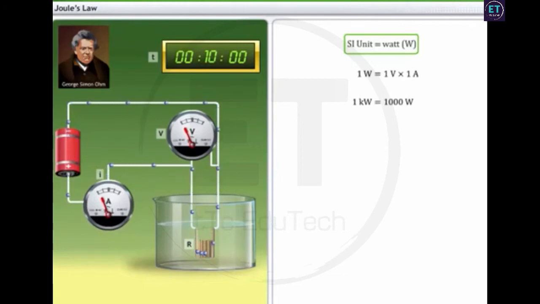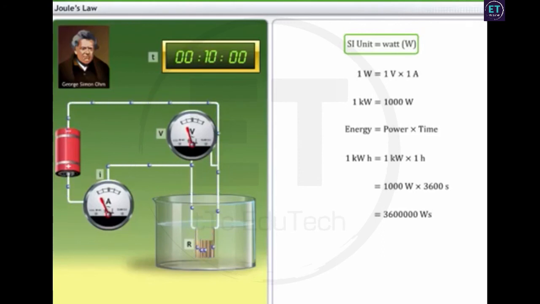According to the definition of power, energy can be represented as the product of power and time. For commercial purposes, the unit of electric energy is kilowatt-hour, denoted by kWh. Simplifying the expression, 1 kilowatt-hour is equal to 3.6 into 10 power 6 watt-seconds. As 1 joule equals 1 watt-second, 1 kilowatt-hour equals 3.6 into 10 power 6 joule.